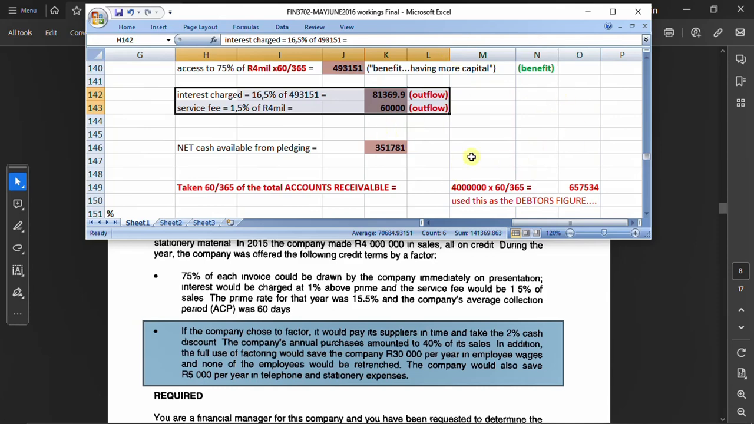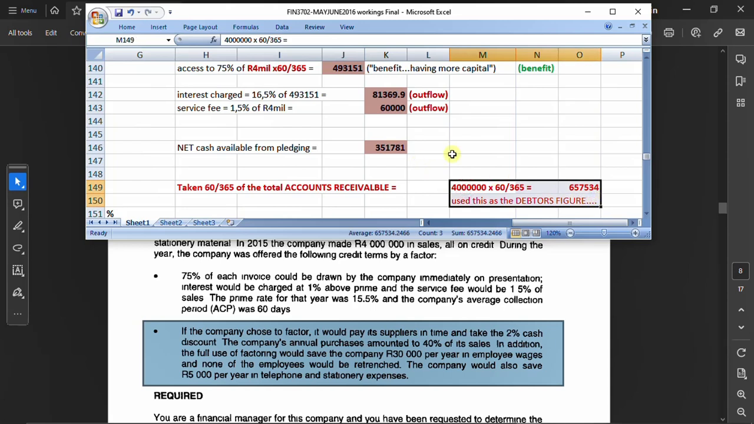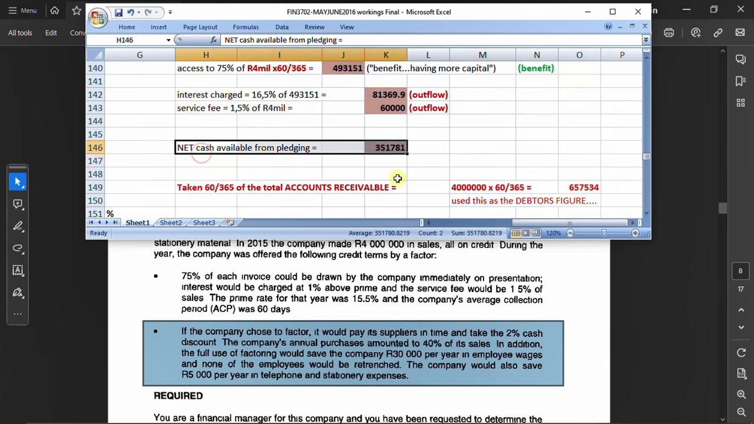If I'm looking at the 75%, 75% of each invoice can be drawn by the company immediately on presentation. So in other words, I'm going to be securing a certain amount of cash or cash flow each period. That cash flow needs to be accessible. Not factoring, what was the other one? Pledged. If I'm pledging a portion of my debtors, that pledge is going to allow me to access more cash, to access more debt.